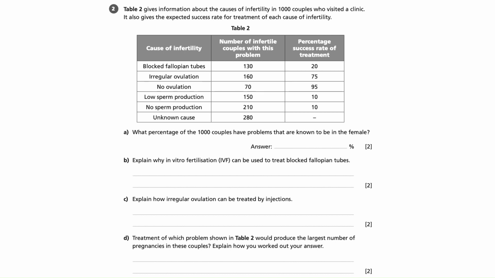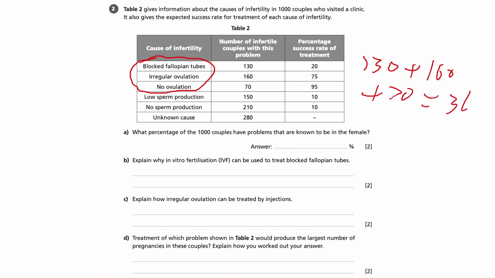Part A. What percentage of the 1,000 couples have problems that are known to be in the female? Well, looking at the table, it's actually only those first 3 rows there that are problems specifically in the female, as you can see there. So all we do is we add together those number of couples. So it is going to be 130 plus 160 plus 70, which gives us an answer of 360.